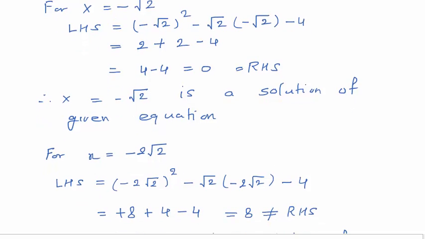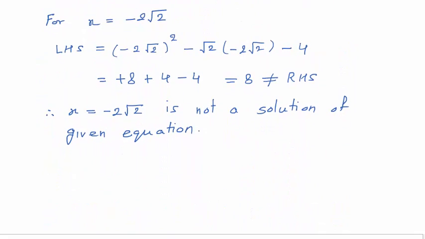For x is equal to minus 2 root 2, when we substitute, we get the answer as 8, which is not equal to the right hand side. So x is equal to minus 2 root 2 is not a solution of the given equation. So in case of quadratic equations, if they have given me two values of x, either one of them may be a solution, or neither of them may be a solution, or sometimes both of them may be solutions.